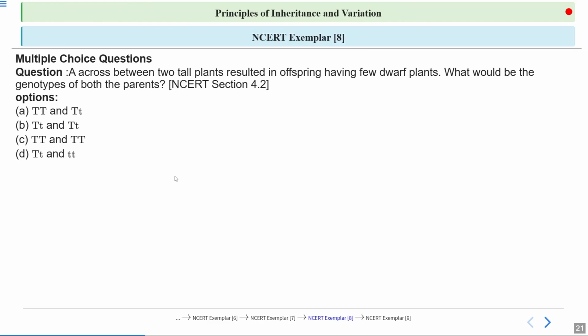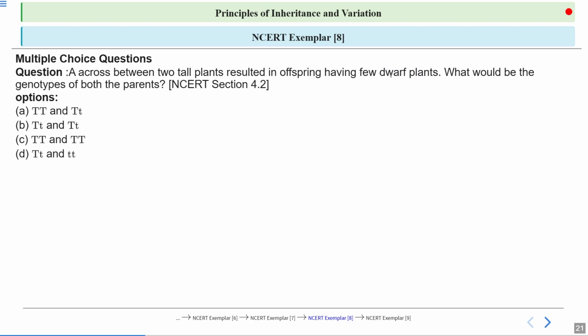Next question, a cross between two tall plants resulted in offspring having a few dwarf plants. What would be the genotype of both the parents? So you have to find the genotype of the parents. So you can see the offspring, the offspring were having a few dwarf plants only. Okay, few dwarf plants. Remember this.